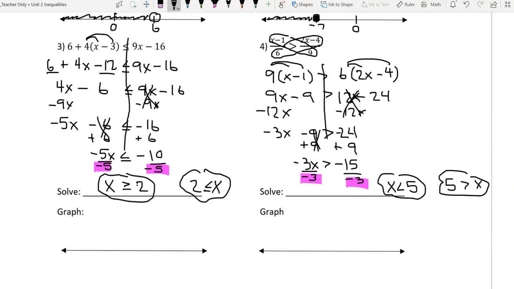All right? Oh, and I forgot to graph. So let's go graph these. 0 and 2. So x is greater than or equal to 2. I would have a closed circle on 2, shade to the right. And then for this other one over here, I would have 0 and 5, and an open circle on 5, shading to the left, because x is less than 5.